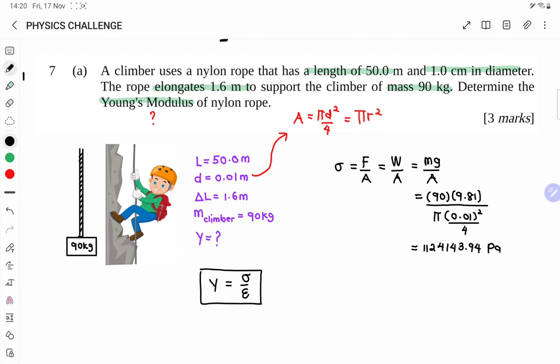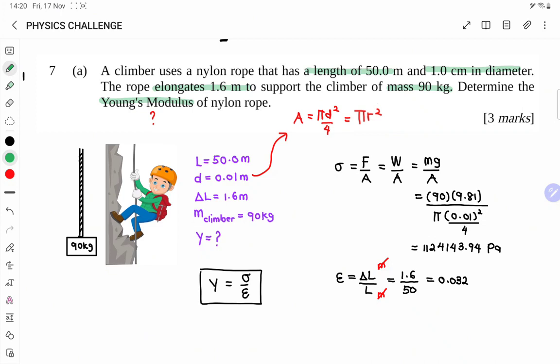Next, the strain. Strain is equal to the elongation over the initial length. Given in the question, 1.6 divided by 50, then we will get 0.032. And remember for strain, there is no unit, because delta L is in meters and length is also in meters, so we can cancel out. There's no unit for strain.